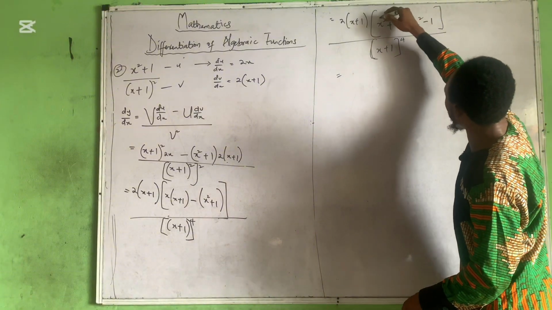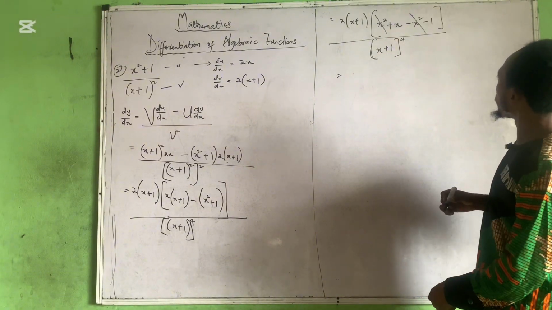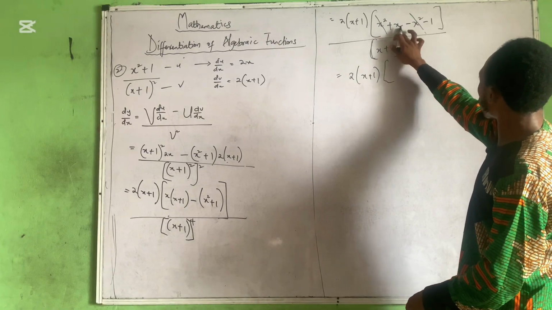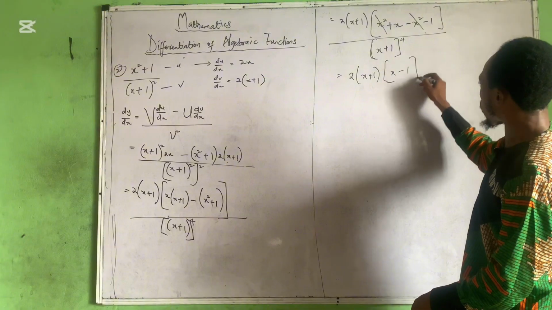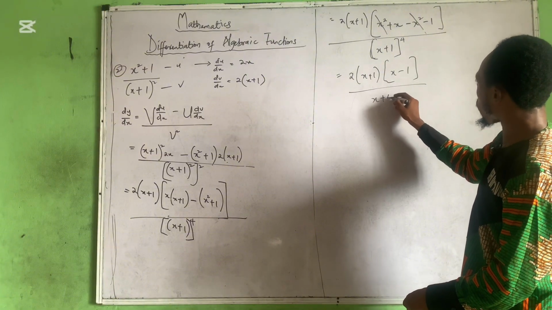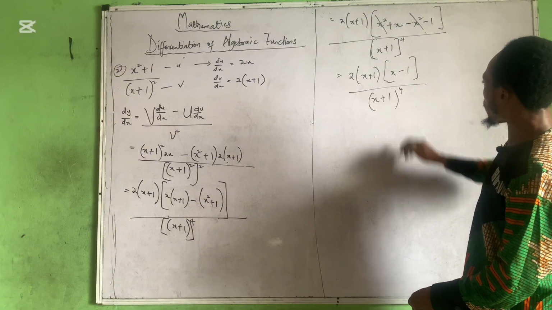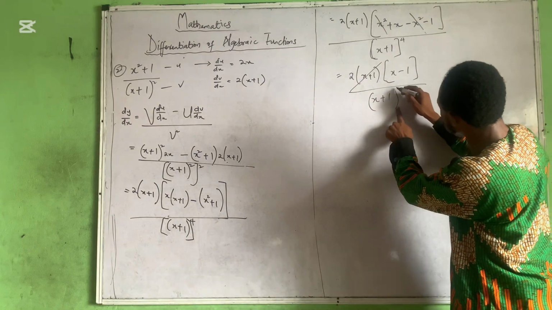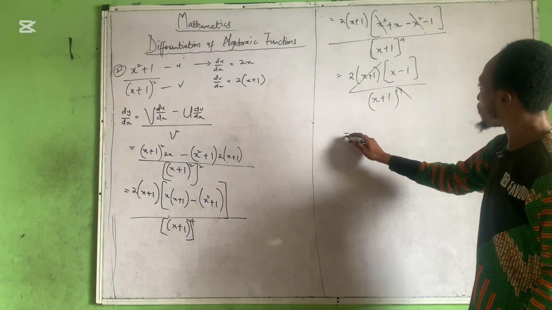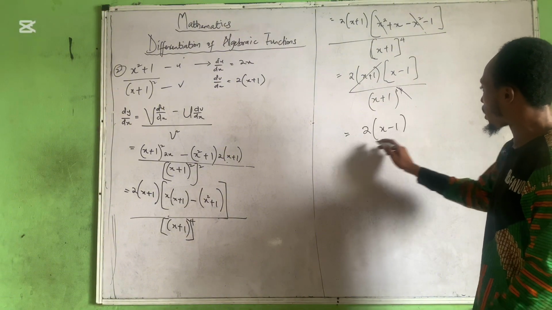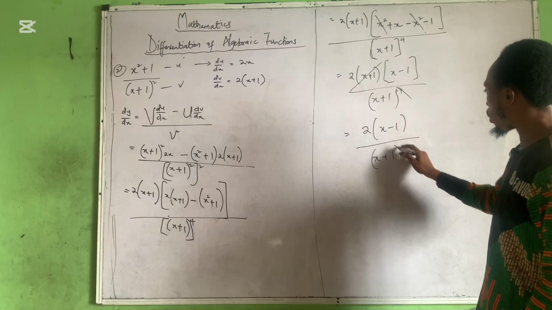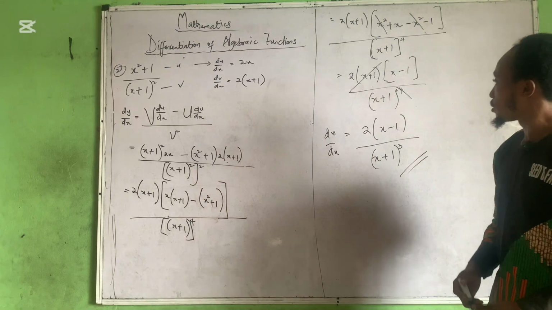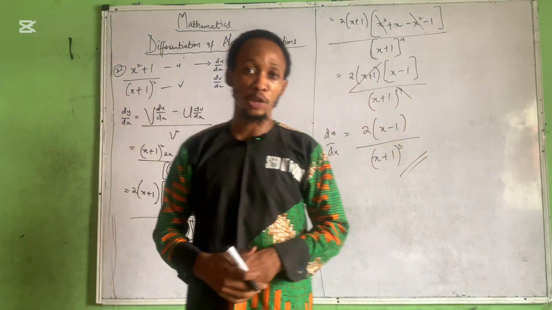So x squared here as minus x squared here. So what's left here? We have 2 open bracket x plus 1. We have plus x and minus 1. That's x minus 1. Everything over x plus 1 raised power 4. Yes. So this x plus 1 here cancels one of these. It remains 3. So we have 2 open bracket x minus 1 over x plus 1 all raised power 3. So that is dy dx.